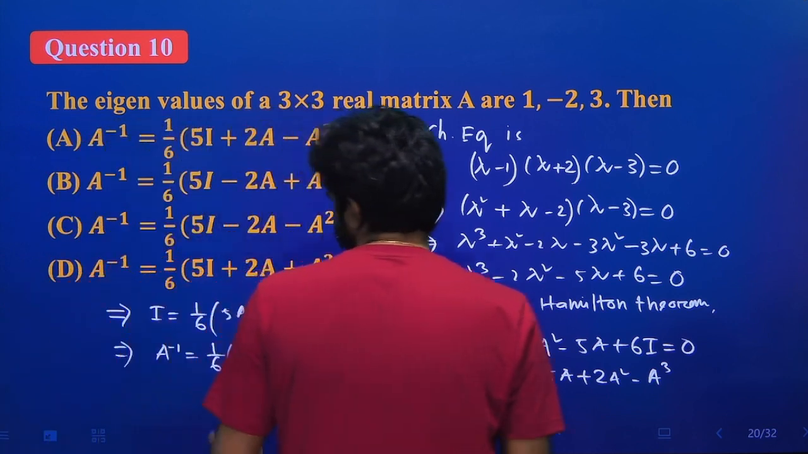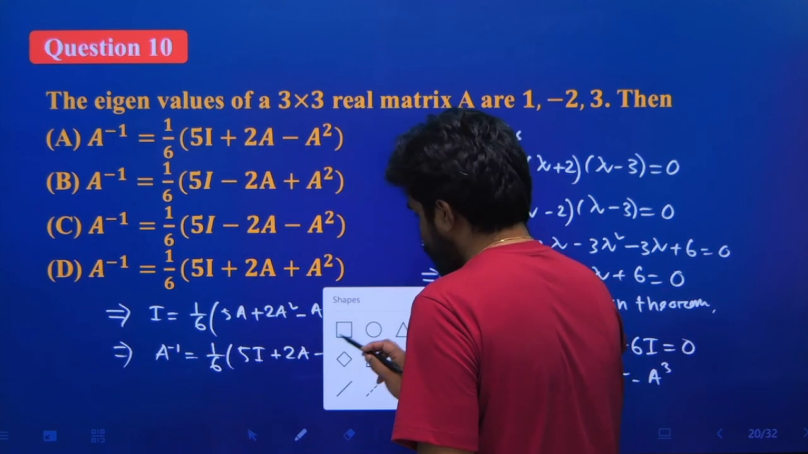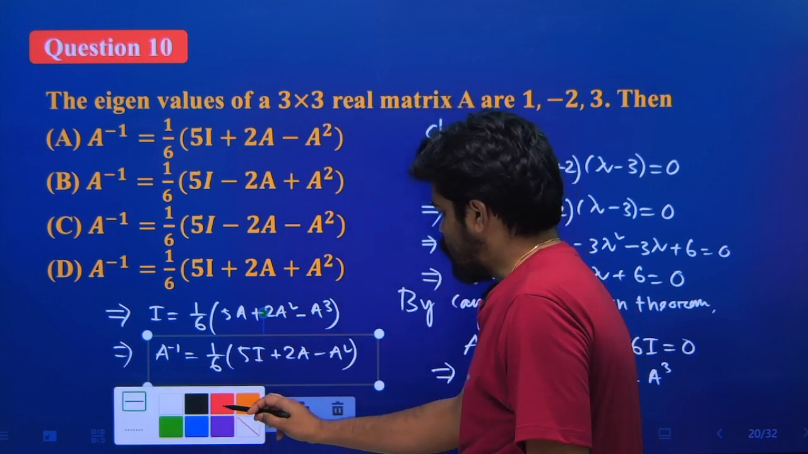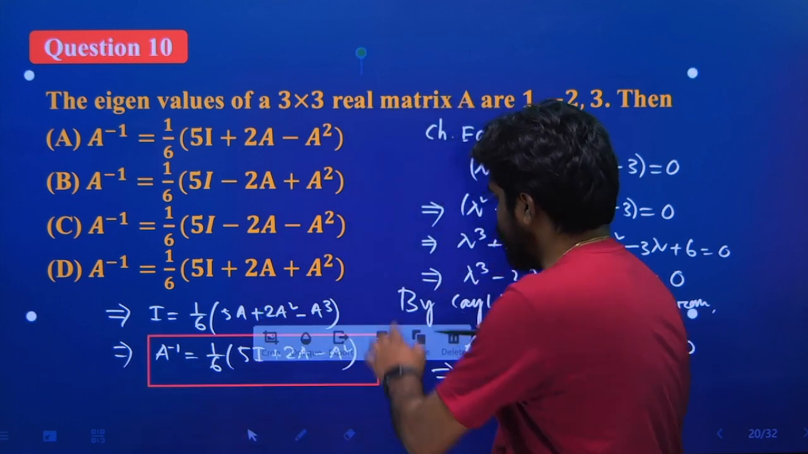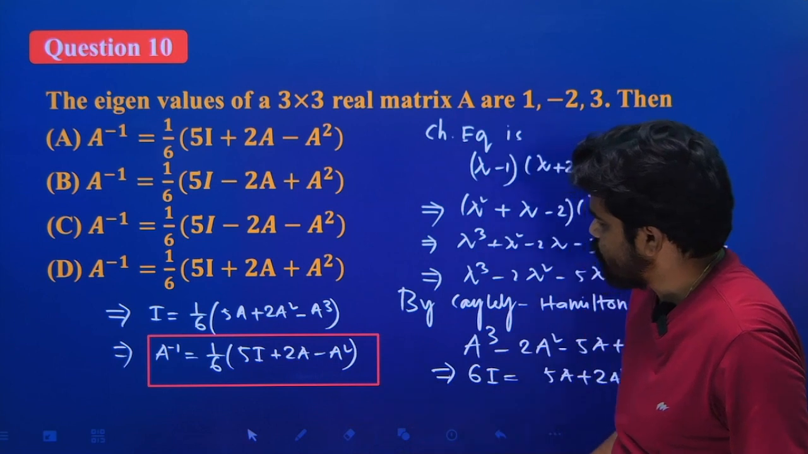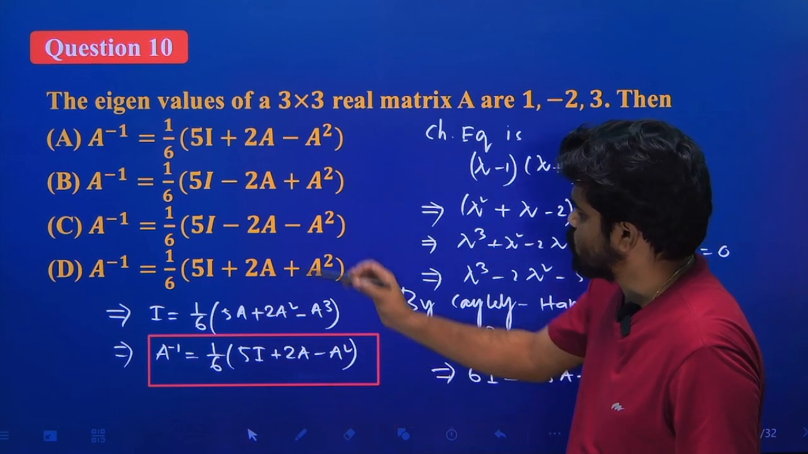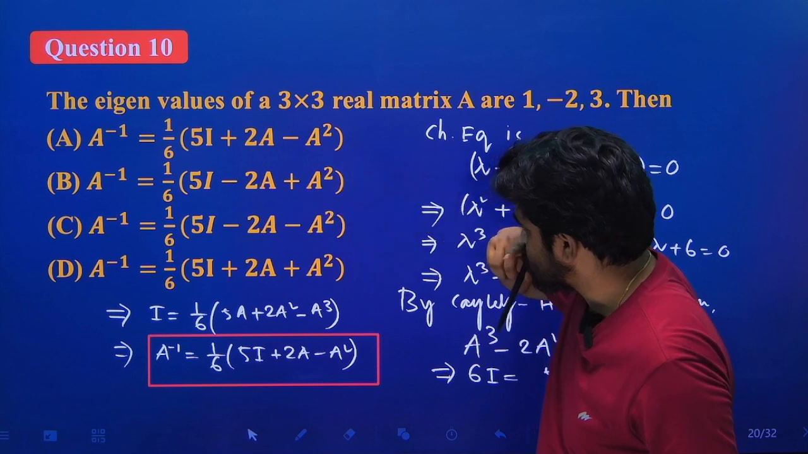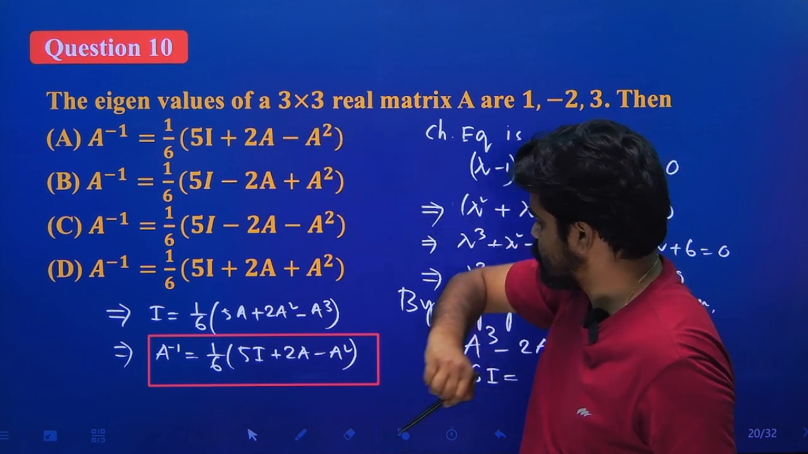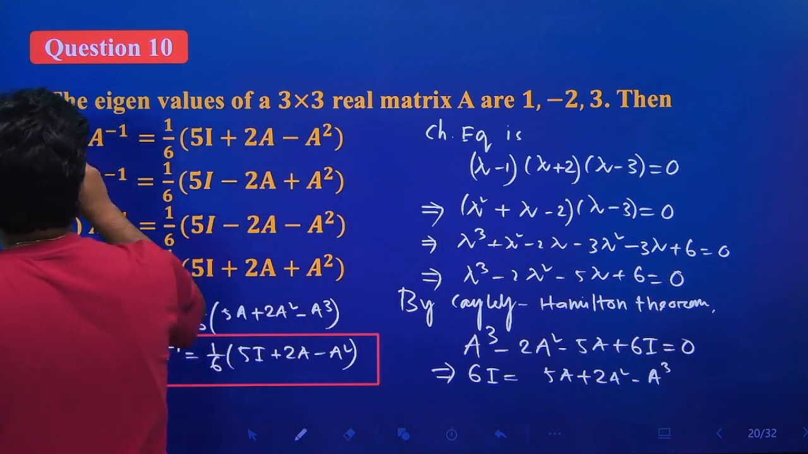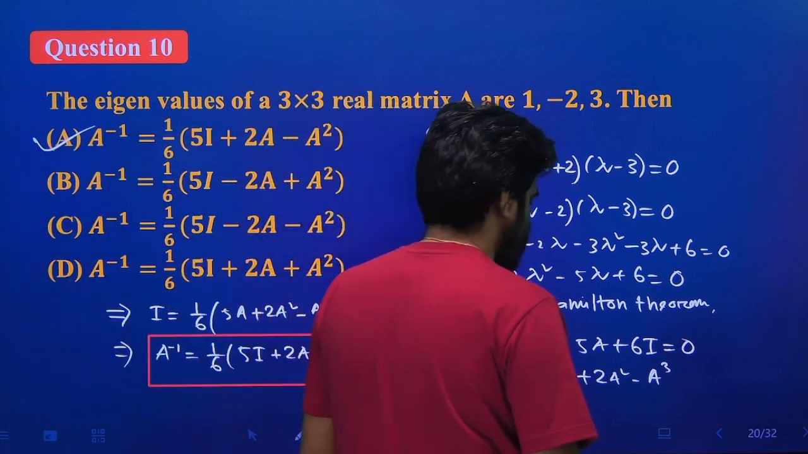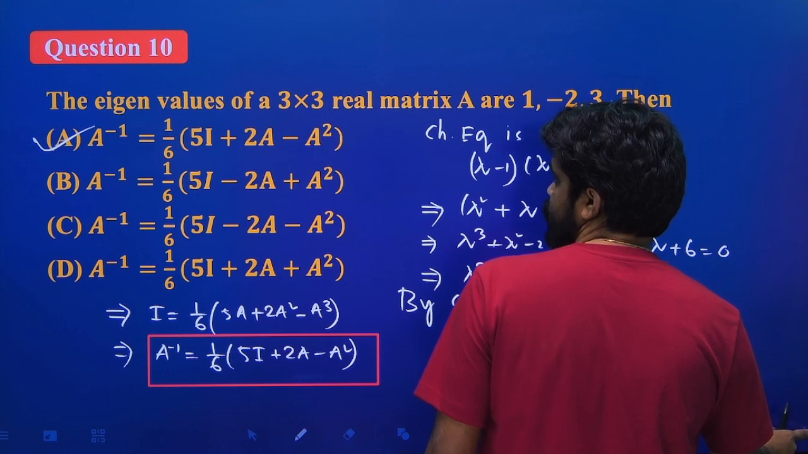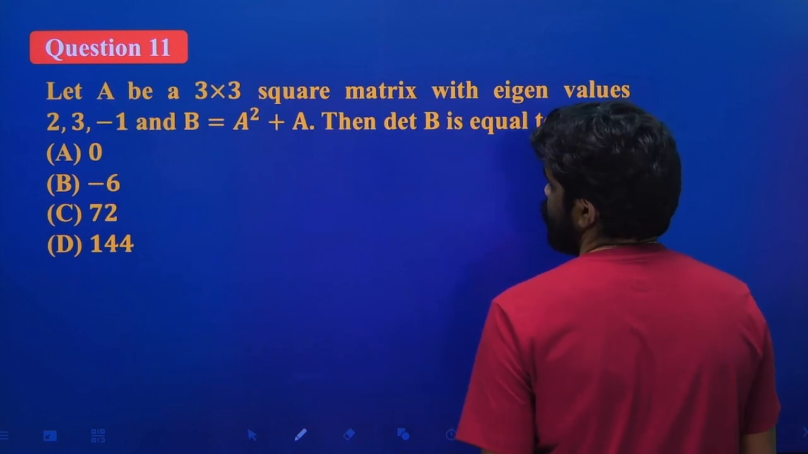So what do we get? We get A inverse is equal to 1 by 6 into 5I plus 2A minus A square. So option A is the correct answer. Okay, so let us consider the next example.